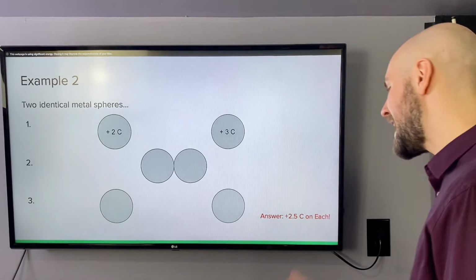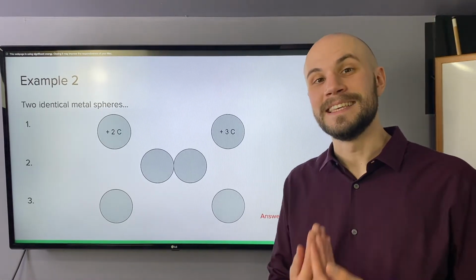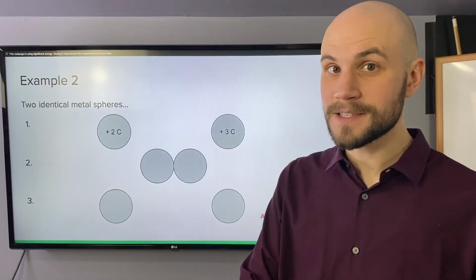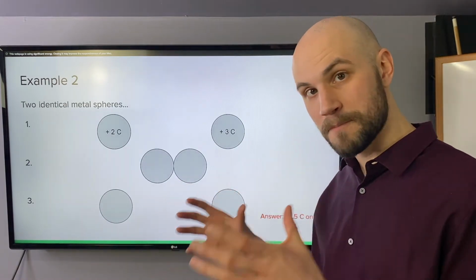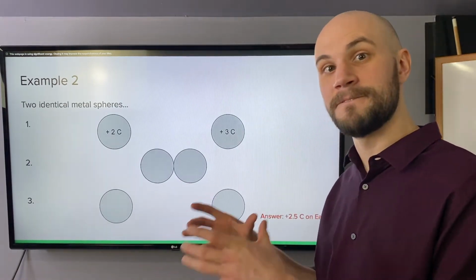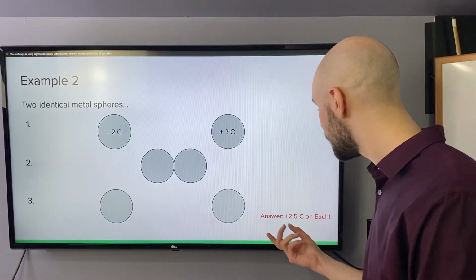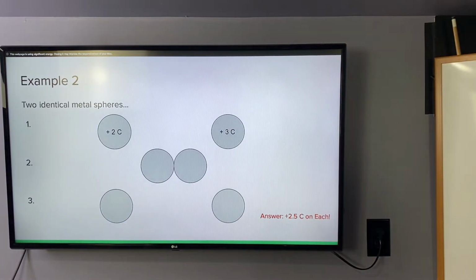Are we allowed to have half a coulomb of charge? Yes, we are. We can't have half of elementary charges, but if we think of our coulomb as our bucket full of charge, we can have a half full bucket of charge, right? We can't split an electron, but we can have half a coulomb of charge.